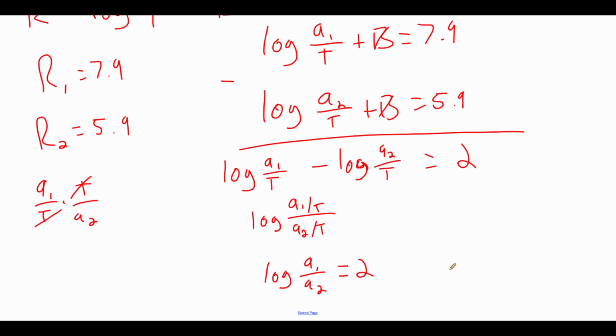And then if I write this in exponential form, this would be 10 squared equals A1 over A2. And we know 10 squared is 100. So as we're looking at what's happening in here with these Richter scale values, a Richter scale difference of 2 really corresponds to an amplitude ratio of 2 powers of 10. And we know that 10 squared is 100. So we could say that that first earthquake, which clocked in at 7.9 on the Richter scale, is 100 times stronger than that second earthquake that registered at 5.9 on the Richter scale.